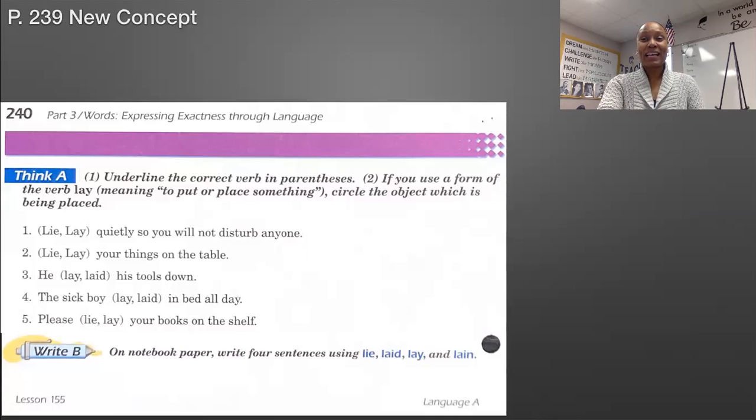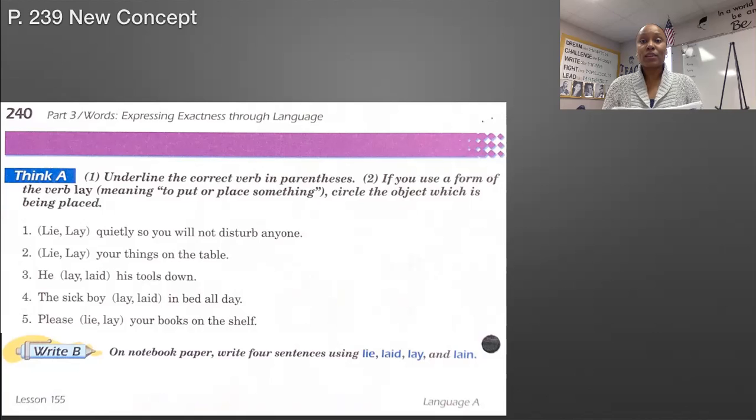Okay, now what I would like for you to do, I want you to direct your attention to page 239. There are a number of things we're going to review once again together so that you can hear this concept and be comfortable with it, okay? So let's look at page 239 together. At the top, it says the verb lie means to rest or recline. Its other forms are lie, lain, lay, and have lain.